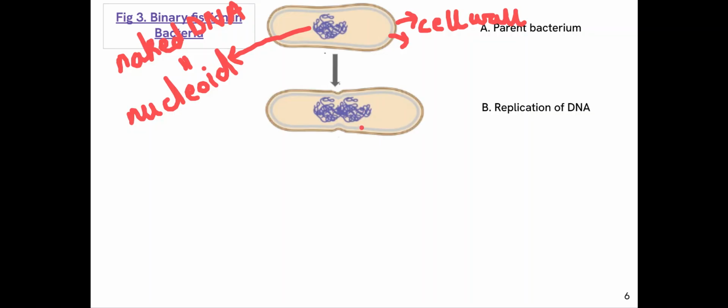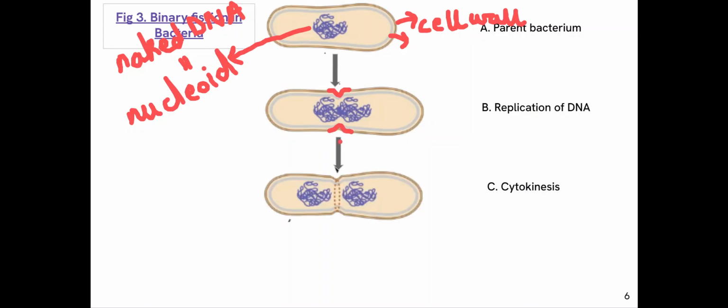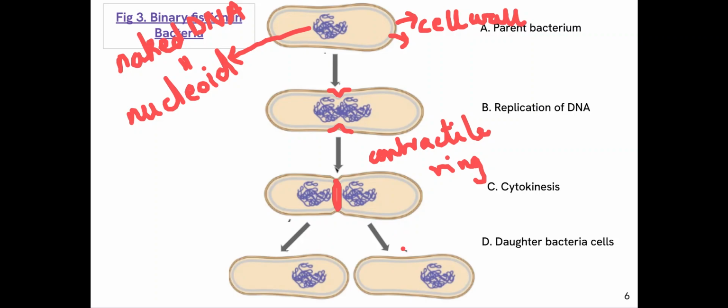Similarly, in this case as well, the DNA, the genetic material, has to be replicated. Replication of DNA occurs. And you can see that with the replication of DNA, there is a furrow or a cleavage that is being formed. That means the division of the cytoplasm has taken place. And at the cleavage, a contractile ring is being formed at the plane of division of cytoplasm, and eventually the contractile ring contracts, squeezing out two new daughter bacteria cells.